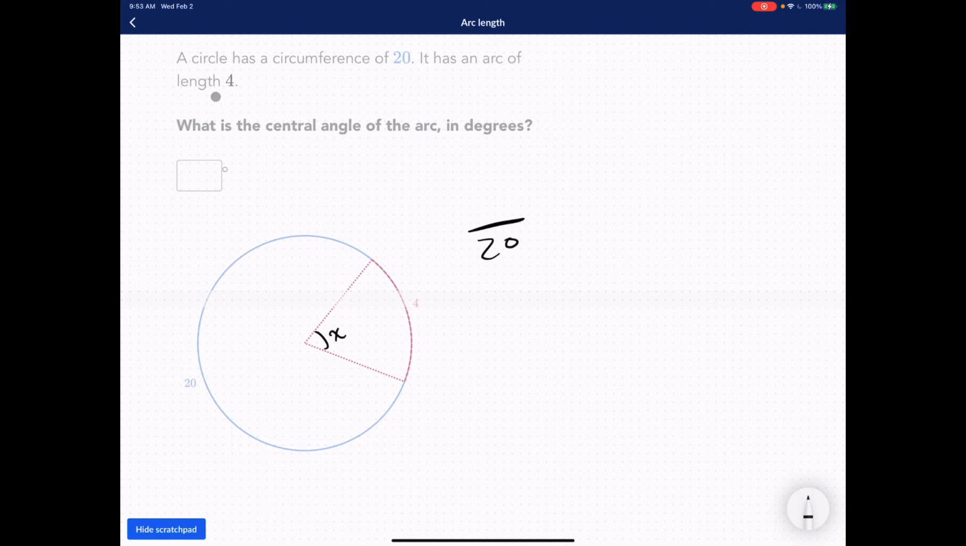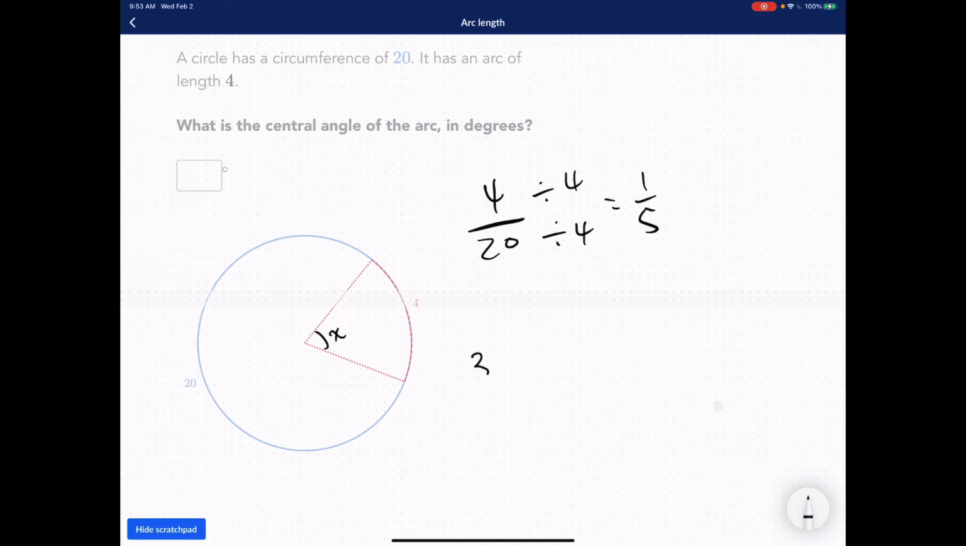And the arc is the length of 4. Okay. So what I know, if I divide the numerator and the denominator by 4, it's going to be 1/5. So what I know is that this length right here is a fifth of this entire length. Okay. So this arc length is a fifth of this entire length, right? But this entire length is also 360 degrees. So if I find a fifth of 360 degrees, then I can find the central angle.